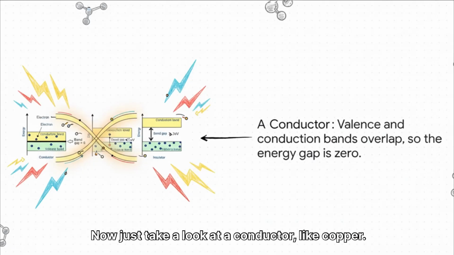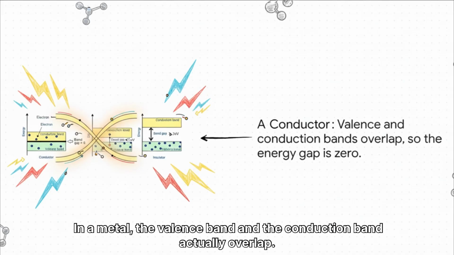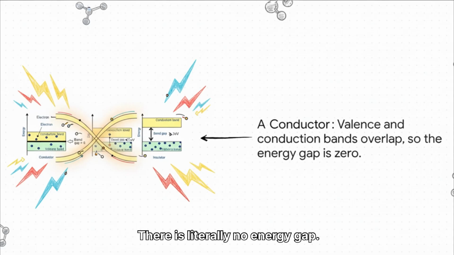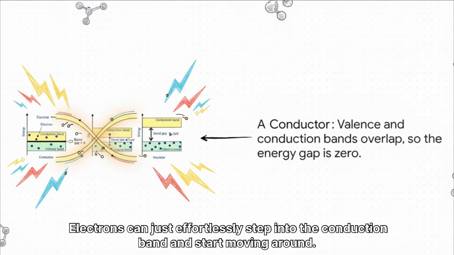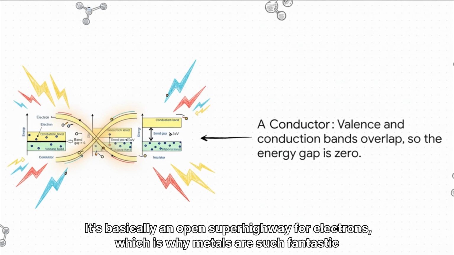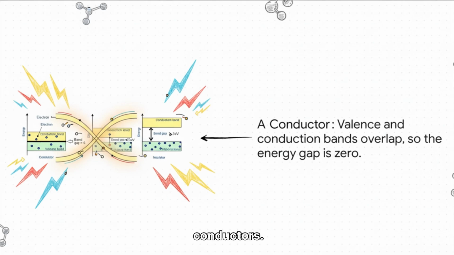Now, just take a look at a conductor, like copper. In a metal, the valence band and the conduction band actually overlap. There is literally no energy gap. Electrons can just effortlessly step into the conduction band and start moving around. It's basically an open superhighway for electrons, which is why metals are such fantastic conductors.